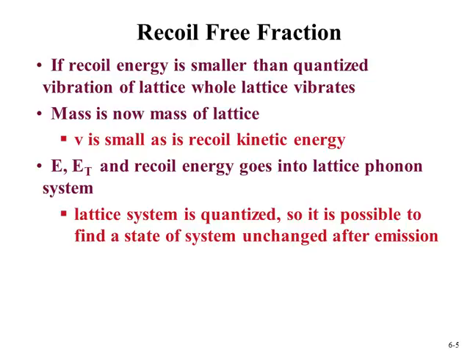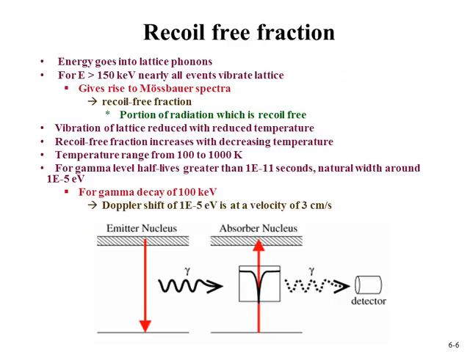If the recoil energy is smaller than the quantized vibration of the lattice, then the whole lattice can vibrate. The mass then becomes the mass of the entire lattice. The energy terms go into the lattice phonon system. And since this lattice is quantized, it's possible to find a state of a system unchanged after emission. So these are some of the terms or the basis that allows this spectroscopy to be performed. Fundamentally, if I use a sample for something, especially an energy that's above 150 keV, nearly all events vibrate the lattice, and this will give rise to the Mössbauer spectra.